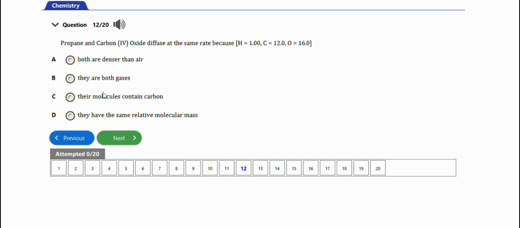They are both gases. Their molecules contain carbon. They have the same relative molecular mass. The right option is option D. They have the same relative molecular mass. The next question will be this.